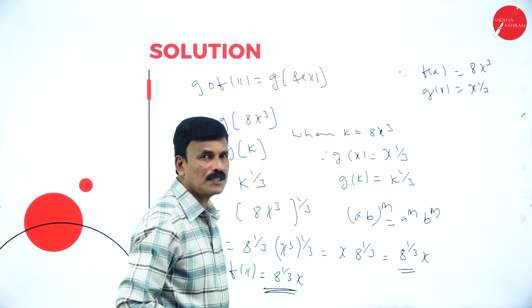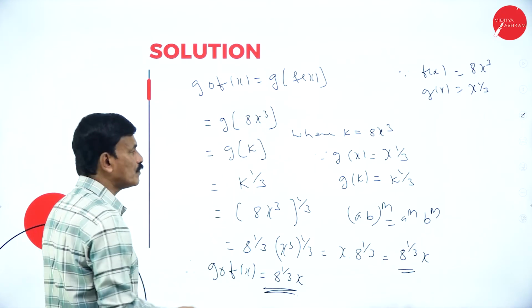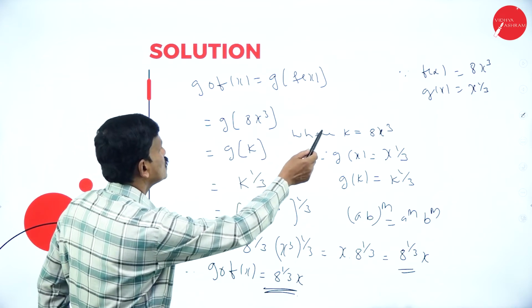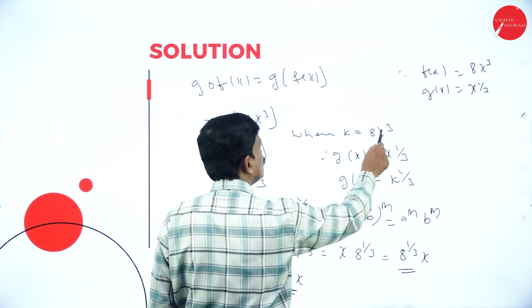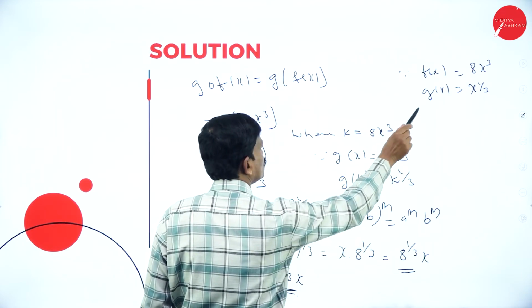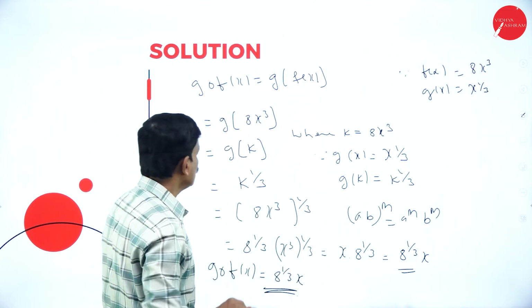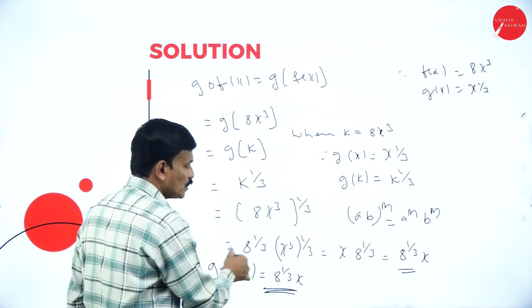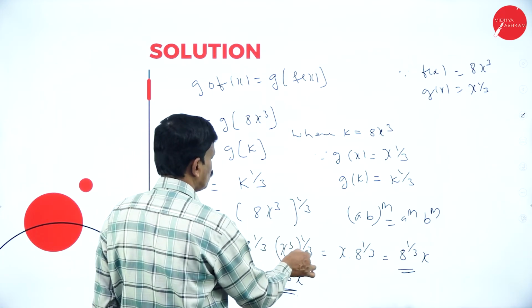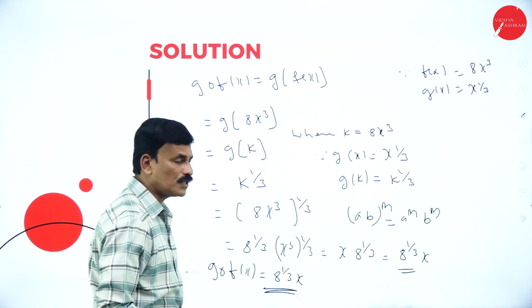That's it. Okay. See, let me explain once again. g naught f of x is equal to g of f of x. f of x is 8x cube. Call it k. What is k? k is 8x cube. Since we know g of x is x to the power of 1 by 3, g of k is k to the power of 1 by 3. Now what is k? 8x cube whole raised to 1 by 3. This is 8 to the power of 1 by 3, x cube to the power of 1 by 3. 3 gets cancelled. 8 to the power of 1 by 3 into x.